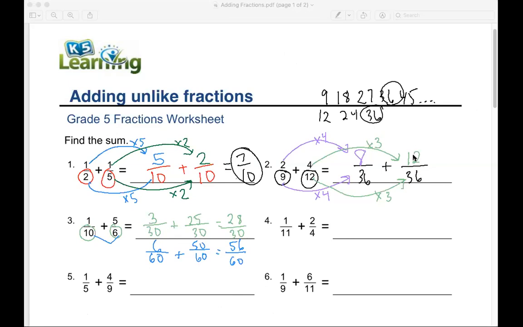So what factor could come out of both 12 and 36? Oh, we didn't finish adding this up, did we? Mrs. Moore is not herself today.